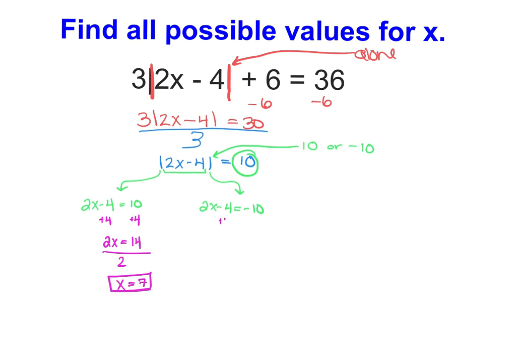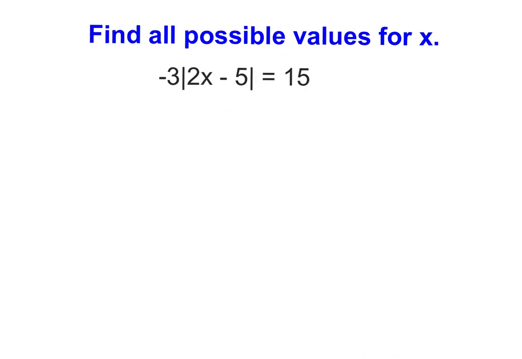Then from here, same deal, but slightly different number. So we add 4 to each side. So I have 2x is equal to negative 6. I divide each side by 2, and I have x is equal to negative 3. So let's take a look at this final example.